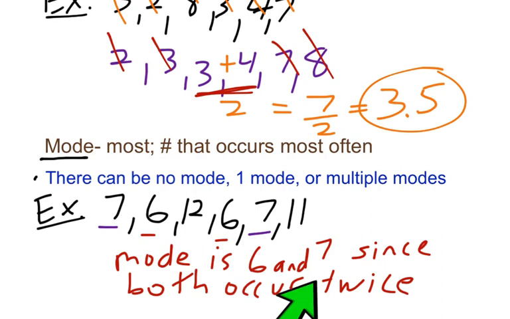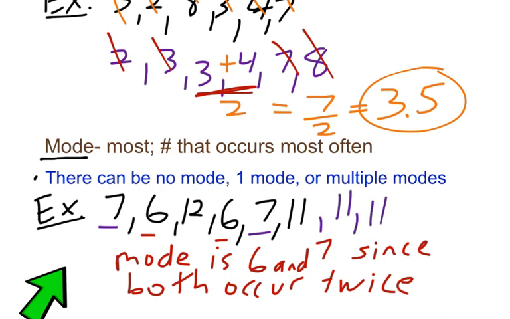Now, I just want to clarify, if there would have been 2 more 11s written down, I'll put this in a different color so you know I'm not adding to it. If there would have been 2 more 11s written down, then 11 would have been our mode, not 6 and 7. So it's just the number that occurs the most often. So here it was 6 and 7.